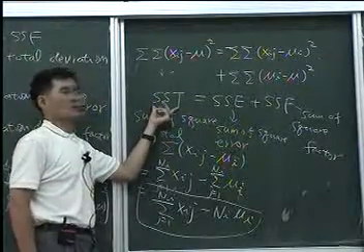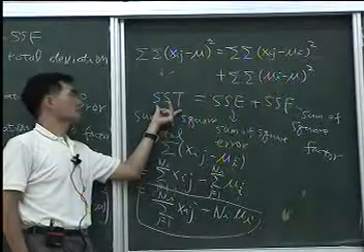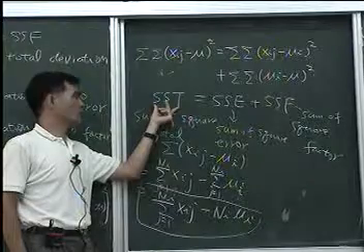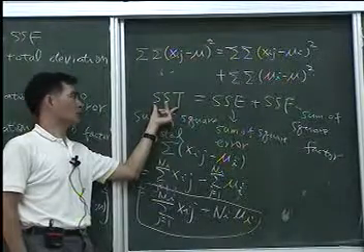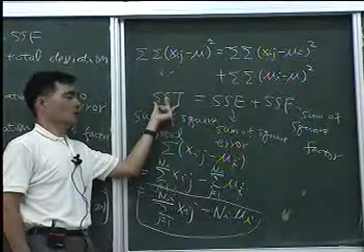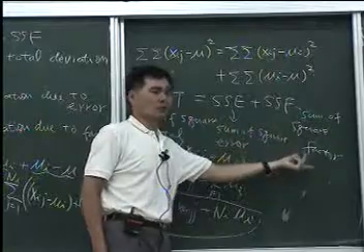So basically, the total deviation, okay, from each individual item to the whole population, it is here, okay? It has two components. The first part is due to error. The second part is due to factor, okay?